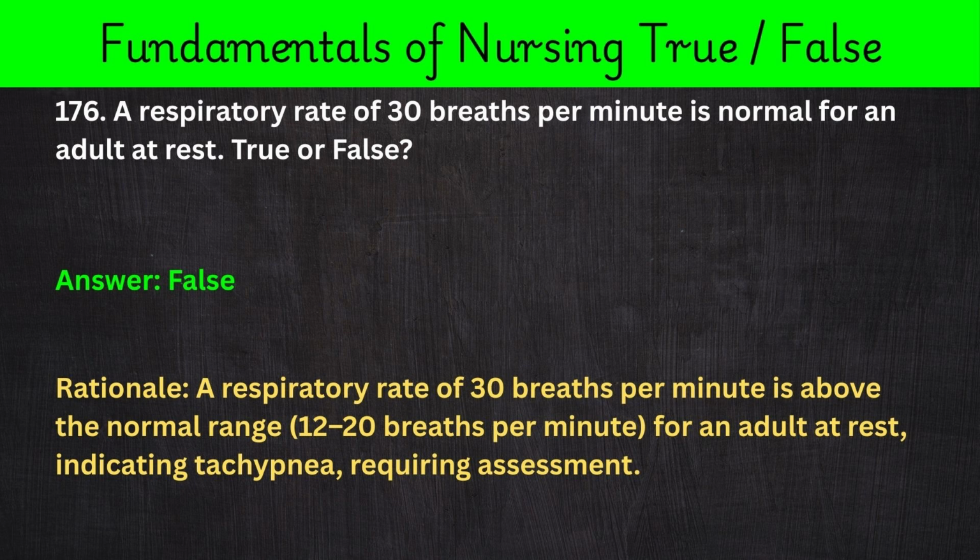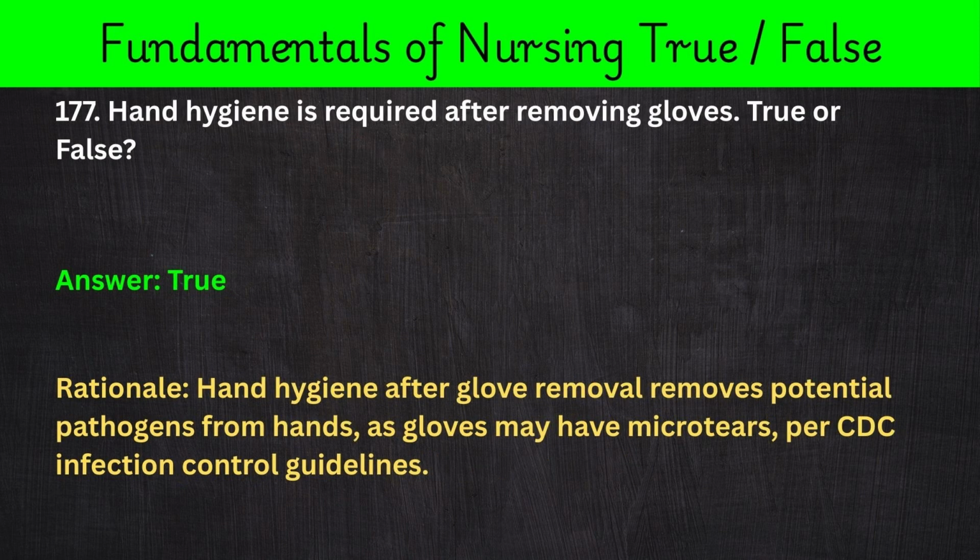176. A respiratory rate of 30 breaths per minute is normal for an adult at rest. True or false? Answer: false. Rationale: a respiratory rate of 30 breaths per minute is above the normal range, 12 to 20 breaths per minute, for an adult at rest, indicating tachypnea, requiring assessment.